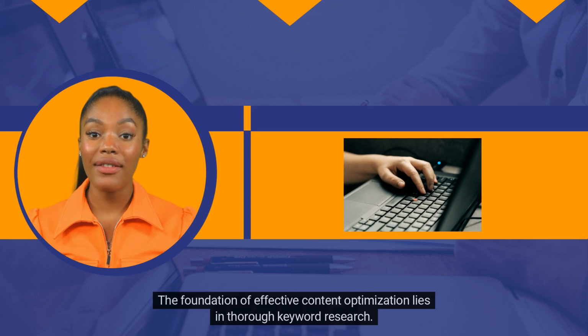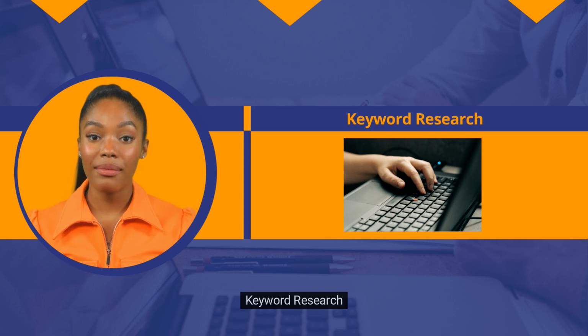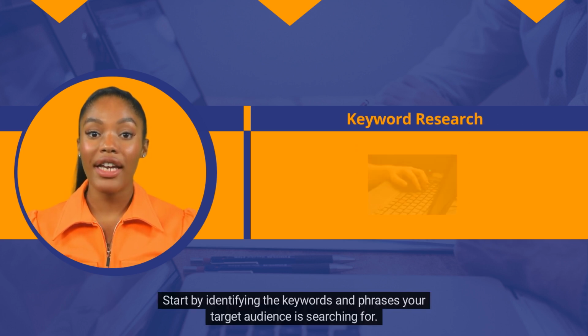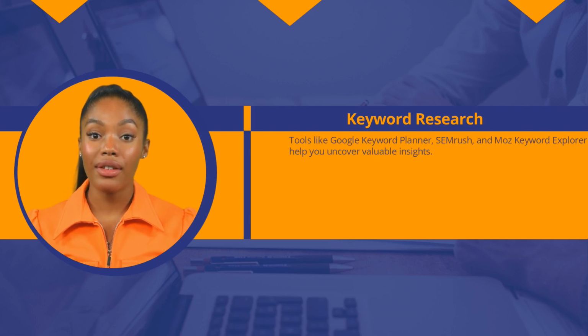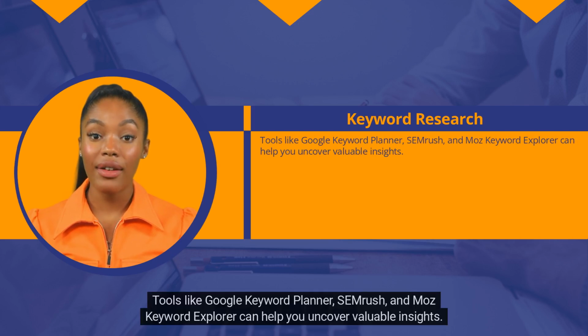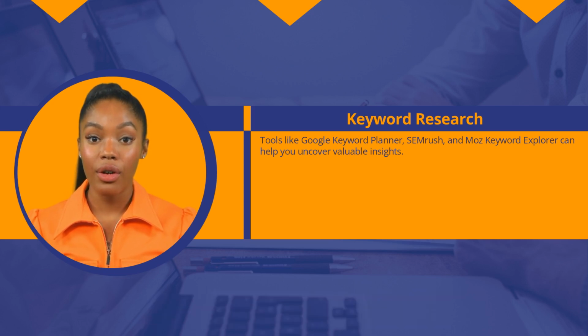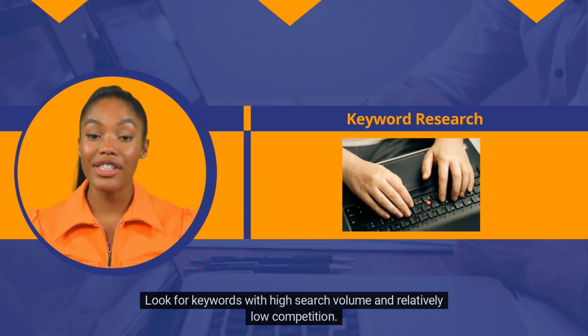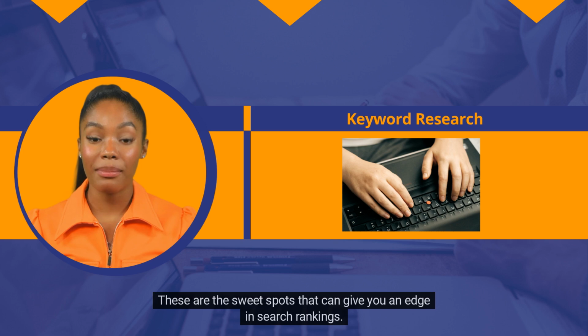Keyword research. The foundation of effective content optimization lies in thorough keyword research. Start by identifying the keywords and phrases your target audience is searching for. Tools like Google Keyword Planner, SEMrush, and Moz Keyword Explorer can help you uncover valuable insights. Look for keywords with high search volume and relatively low competition. These are the sweet spots that can give you an edge in search rankings.